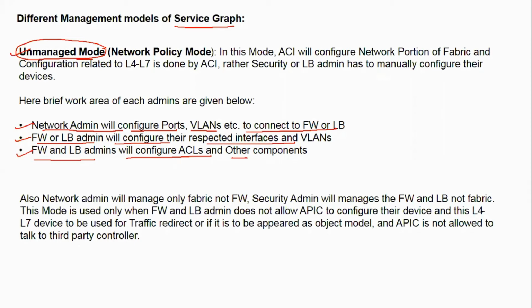One is a network team and another is a security team. If the security team doesn't allow ACI to control your devices, then you have to go for unmanaged mode. That means for connectivity purposes, ACI will configure it, but for all the traffic policies, load balancer configuration, pools, SNAT, access lists, everything, whatever security policies you have to configure on the firewall, that has to be done by the security team on their own, and ACI has no role in it.